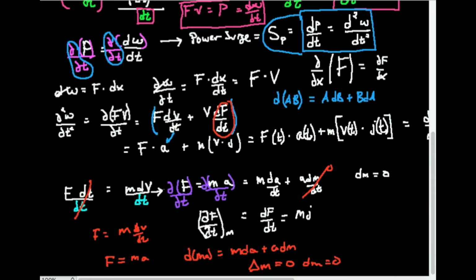Instead, what we're ultimately going to say is that the partial of F with respect to t holding m constant, because that's technically what this is, just dF/dt, is equal to mass times the derivative of acceleration with respect to time. What is that derivative right there? Well, the derivative of position with respect to time is velocity. The derivative of velocity with respect to time is acceleration. And the derivative of acceleration with respect to time is something called the jerk, and that's given by the symbol lowercase j. So that means this derivative is equal to mass times jerk.